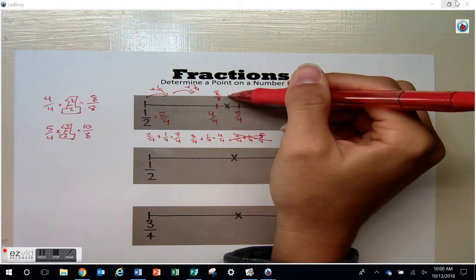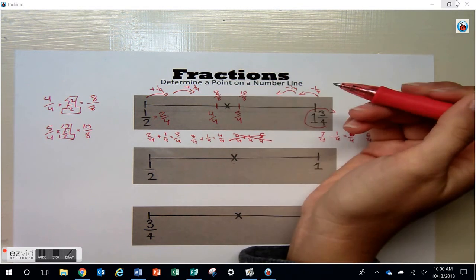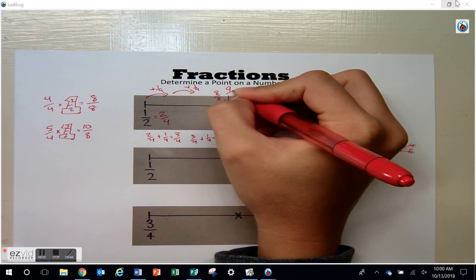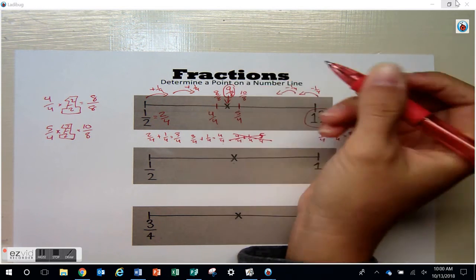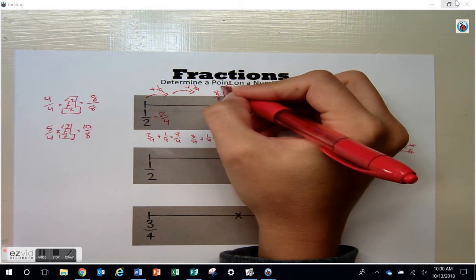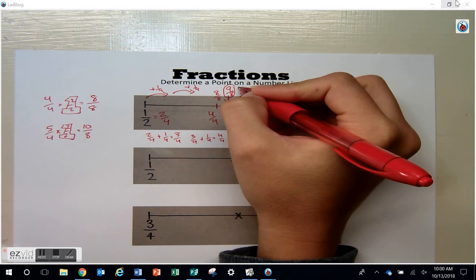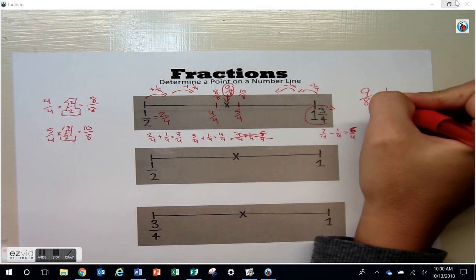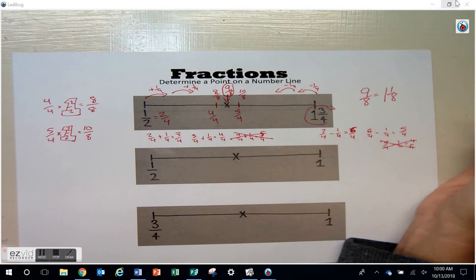We would have 9/8. You add an eighth, you subtract an eighth, and you get 9/8. So this one would be 9/8, also known as 1 and 1/8. Whew! That one was a bit of work. Let's look at the next one.